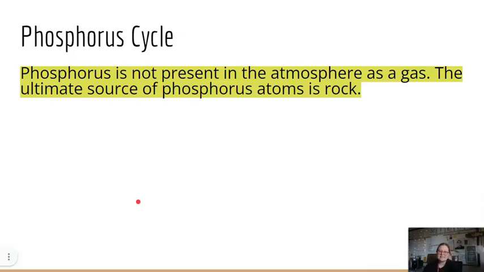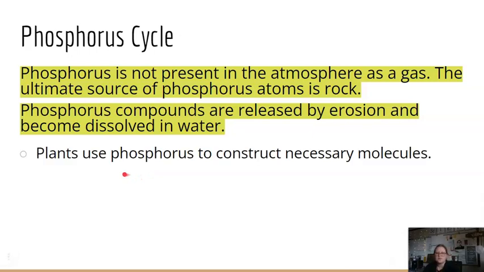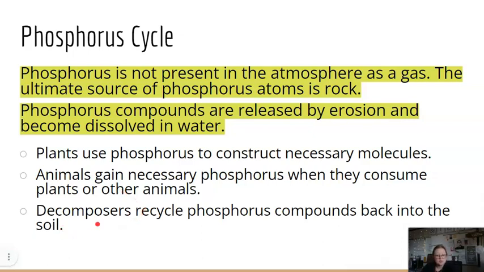Phosphorus is not present in the atmosphere as a gas. So the ultimate source of phosphorus atoms, again, is rock. We are not going to see that cycle go through the atmosphere at all. Phosphorus compounds are released by erosion, and then they become dissolved in water. Plants use phosphorus to construct necessary molecules, and animals gain necessary phosphorus when they consume plants or other animals. Then decomposers recycle phosphorus compounds back into the soil. So it's never being exhaled or breathed out. It is just sticking either in a living thing or in the ground.